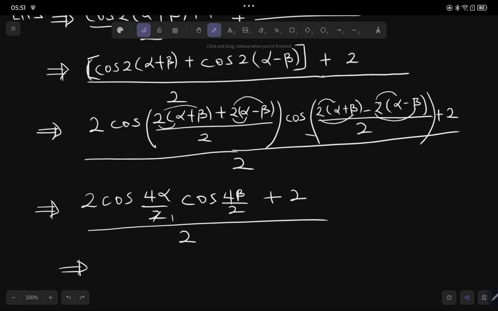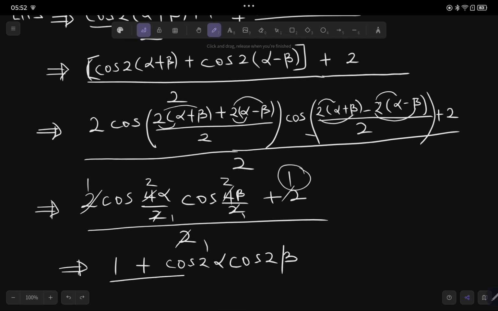By 2 ones, by 2, 2. These 2 divide these coefficients. By 2 ones, by 2, 1, by 2, 1. You get 1 plus cos 2 alpha cos 2 beta, which is our right hand side, as is required of us.